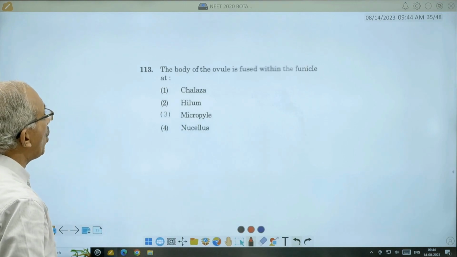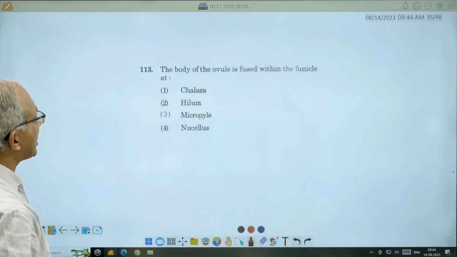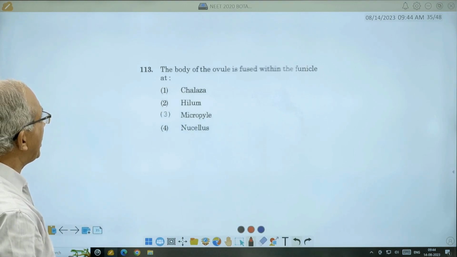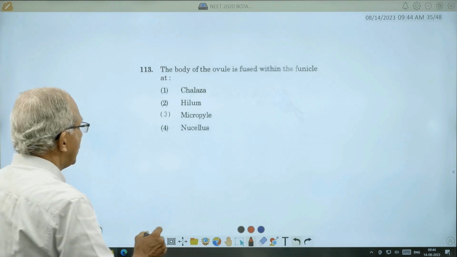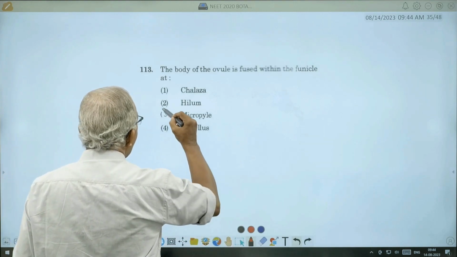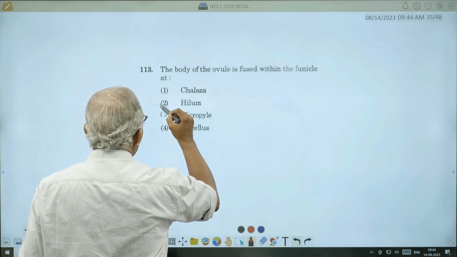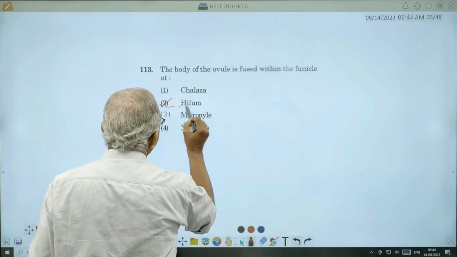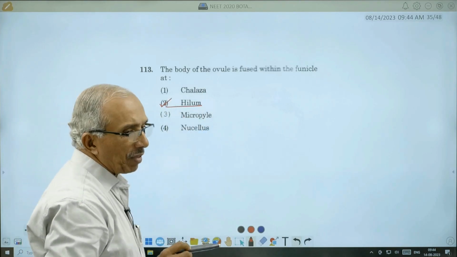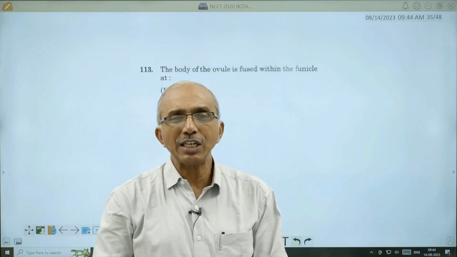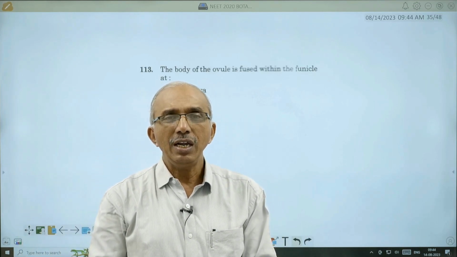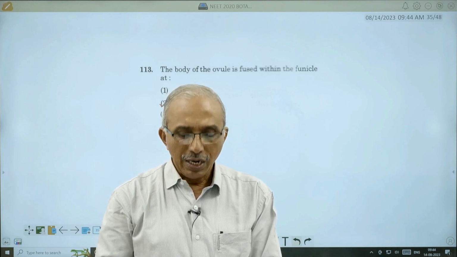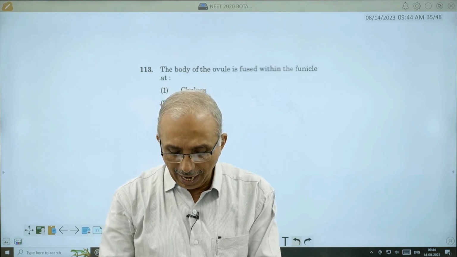The body of the ovule is fused with the funicle. The funicle attaches to the body of the ovule at a point called the hilum. That is, the point of attachment of the funicle with the body of the ovule is called the hilum.